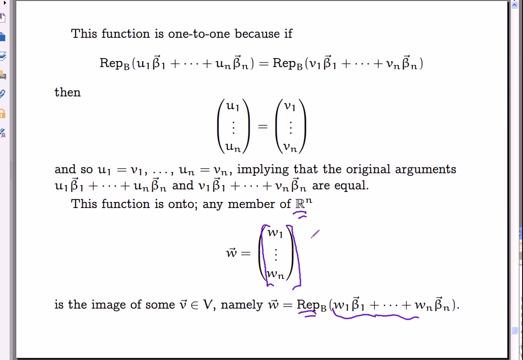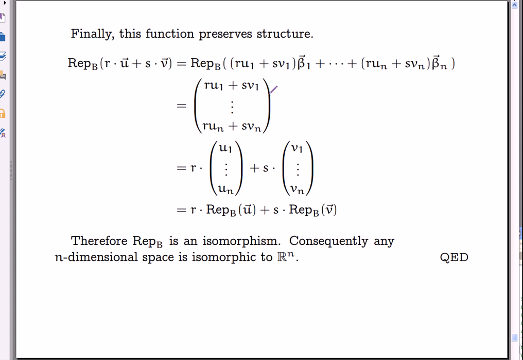Now we just need to show that rep B preserves linear combination. So we'll go ahead and do that. Rep B of this linear combination of vectors, well, we can write out u and v in terms of basis vectors. So I'm writing u as u1b1 plus dot dot dot un(bn), and I'm writing v as v1b1 plus dot dot dot vn(bn). So, doing algebraic manipulation, I can revise this expression into an expression like this.